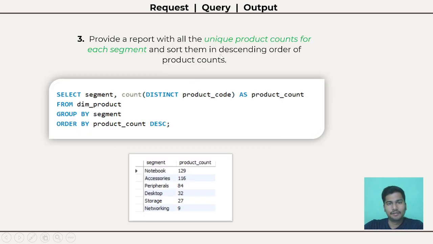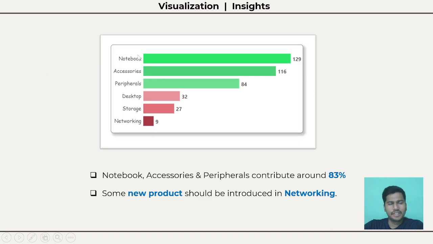Third request was finding the unique product count for each segment. I used COUNT DISTINCT and GROUP BY. This was the result which I got. Here we can see that notebook, accessories and peripherals were contributing almost 83%. Among them, notebook was the highest, 129. The lowest were networking, then storage. In these segments, new products are not being produced, so we will be talking to the company about where they are not producing.